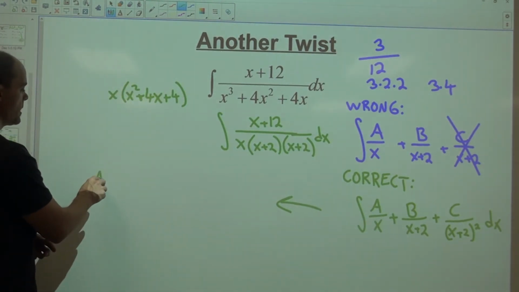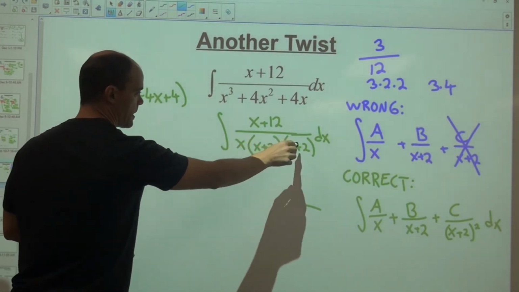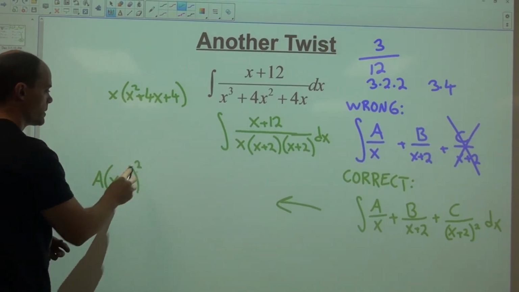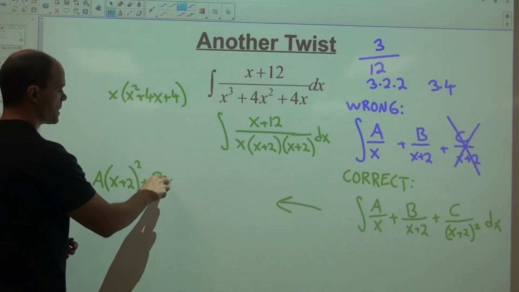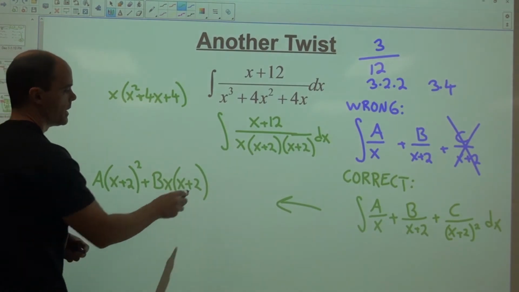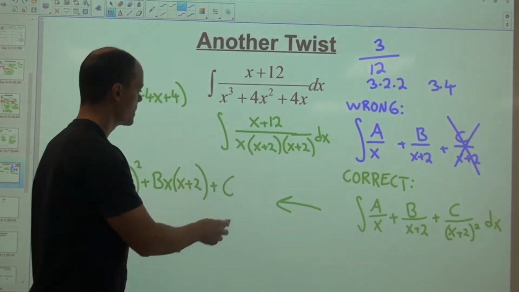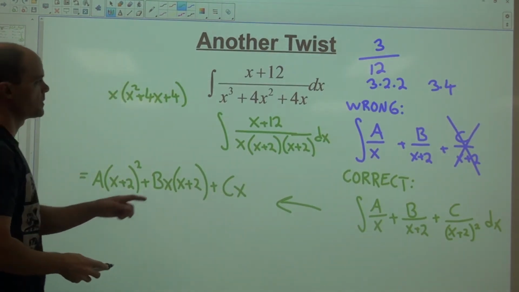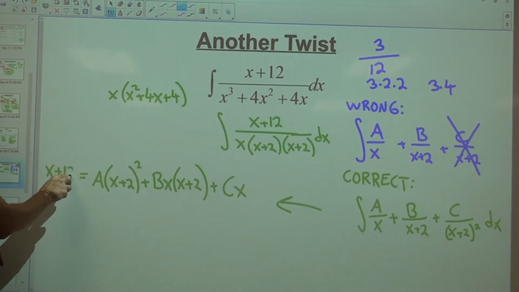So I would need a times the part that's missing in order to make this common denominator. So I would need x plus 2 squared next to a, plus b is missing an x and another x plus 2, and plus c is only missing, it's got these 2 things, it's missing this thing. So c would need to be multiplied by x over x, and we're going to say this is equivalent to our numerator of x plus 12.